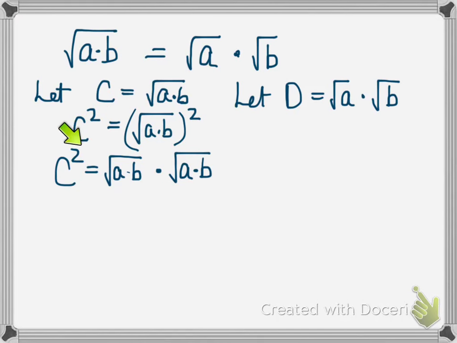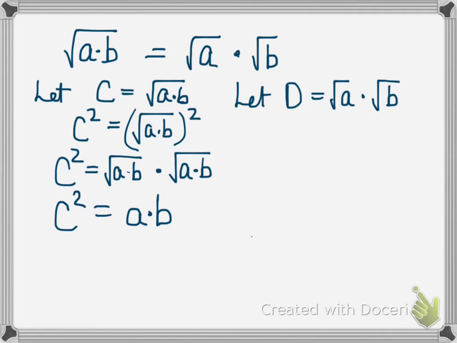But what is this expression here? I've got the square root of this number times the square root of the same thing. And what is that? Well, if I take the square root and multiply it by itself, this is just A times B, isn't it? Okay, if C is the square root of A times B, then C squared is A times B itself. Okay? All right, so let's hang on to that for just a minute.